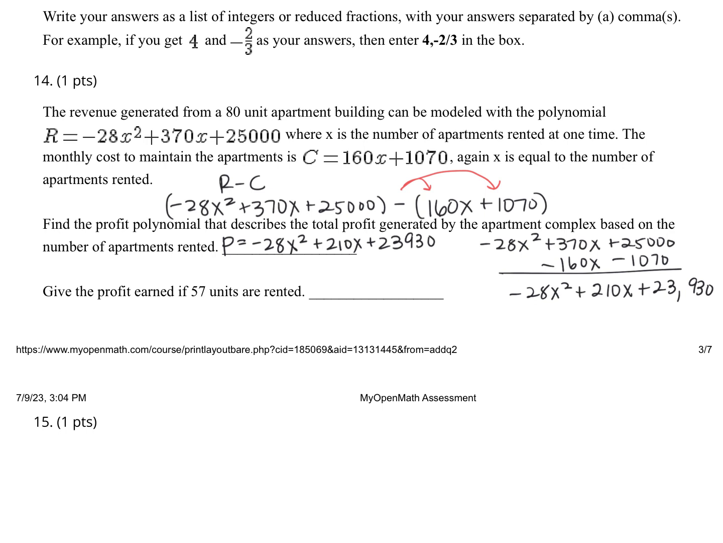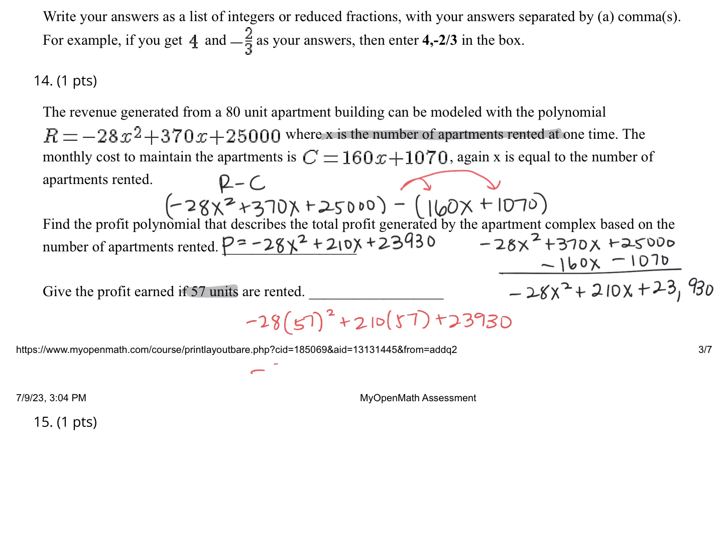So remember that it tells you X is the number of apartments rented. So here they're telling you that's 57. So we would plug that in for X. So negative 28 times 57 squared plus 210 times 57 plus 23,930. And if we plug that in, we should get the answer.